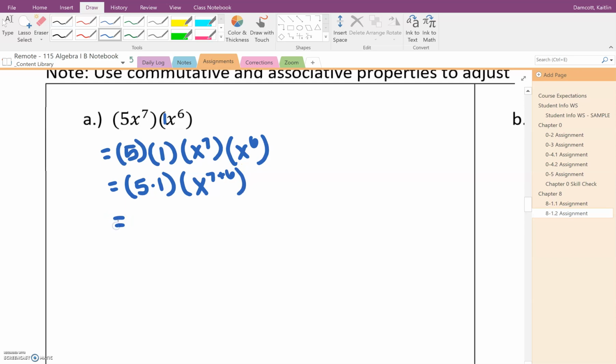Once you get here, you're just simplifying these numbers. So 5 times 1 is simply 5, and 7 plus 6 gives us 13. So we've got the base of x to the 13th power, and this is our answer in simplified form. Again, just a reminder: we changed the order so that we could group the numbers together, numbers together, x's together, then actually group them, and then simplified from there.